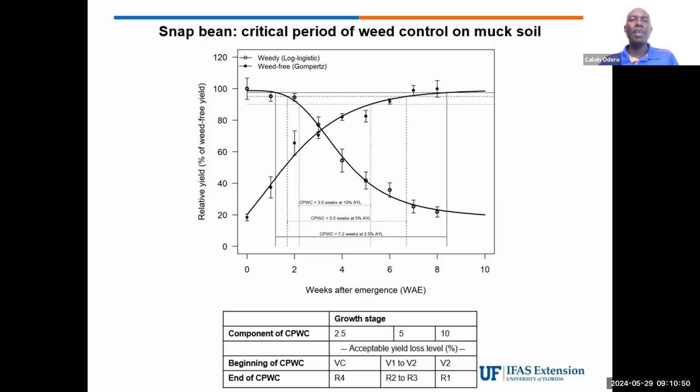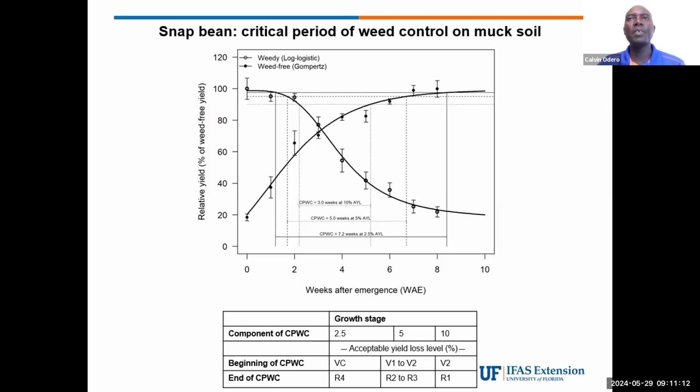So here is a graph showing the critical period of weed control in snap bean on muck soil. And what we know is that correct timing of weed control measures in snap bean is important in order to optimize yield, given the crop's short growth cycle.